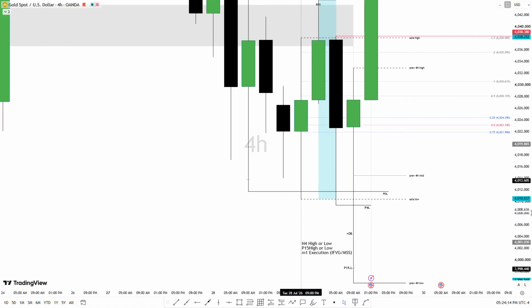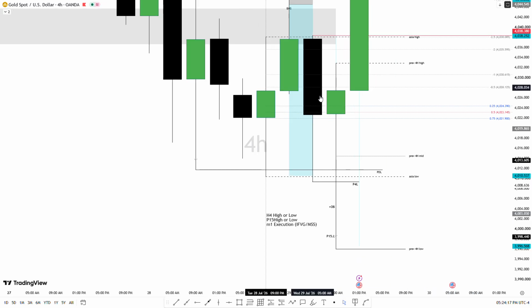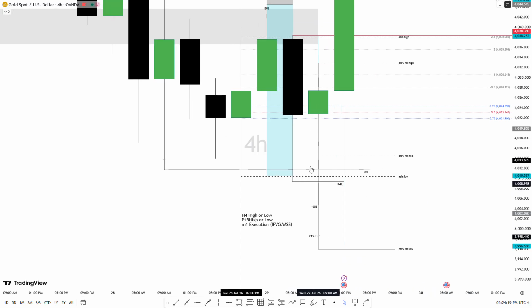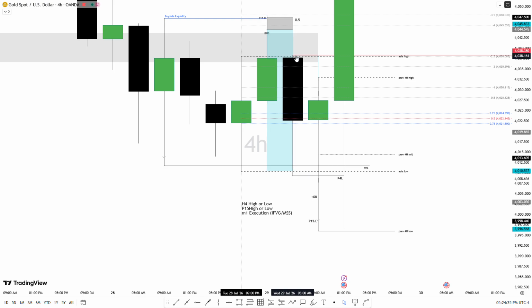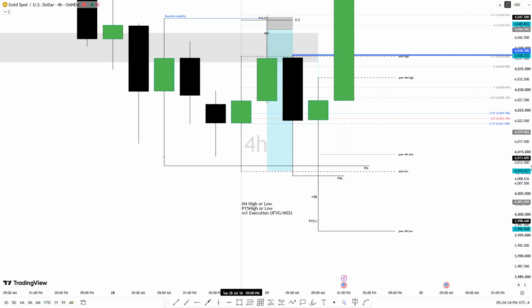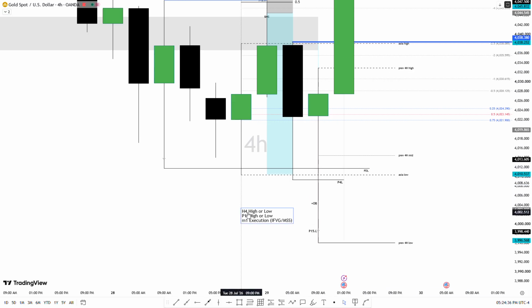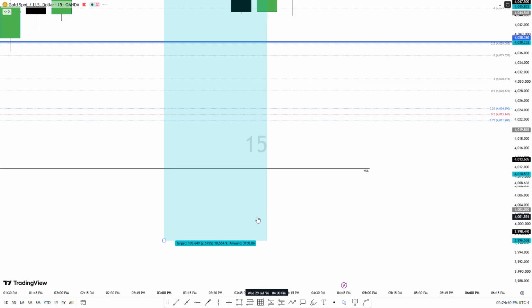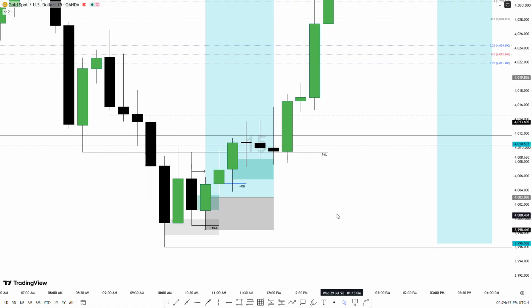So in my 4-hour time frame, what do I have in the New York session? Price takes out the previous 4-hour low first, and then I'm going to look to target the 4-hour high, which is this. Let me make this bold and blue to know that this is the target. As price takes out the 4-hour high or low, I drop down to my 15-minute time frame. I want to see the same process.